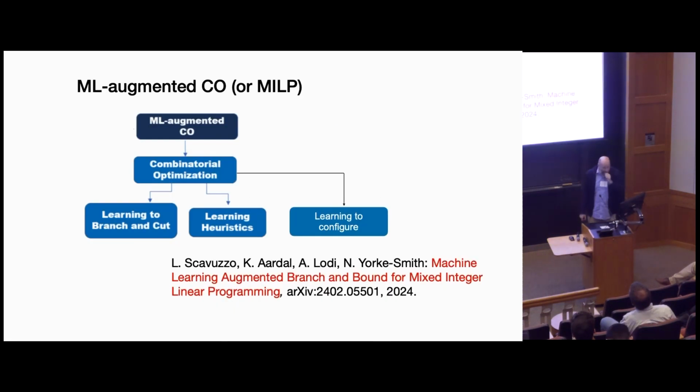The area I've been mostly working in instead is the one that I call ML-augmented combinatorial optimization, in which essentially you try to use machine learning for speeding up everything that is associated with solving a discrete optimization problem, and in particular if you want to use as a tool mixed integer programming, so a mixed integer programming solver.